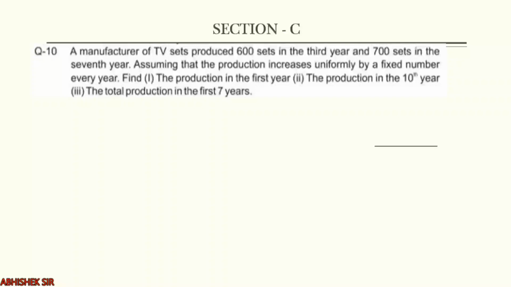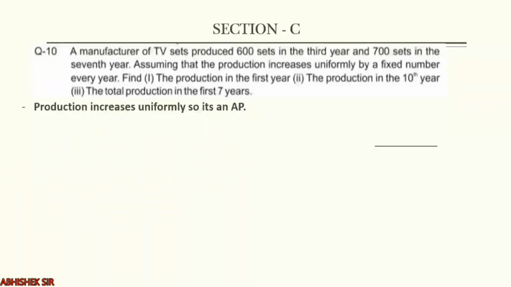For example, the first is production in the first year. So first term we will find. Then production in the 10th year, that means we will find 10th term. And the total production in first 7, that means S7 we are finding. Now let us see what we have.